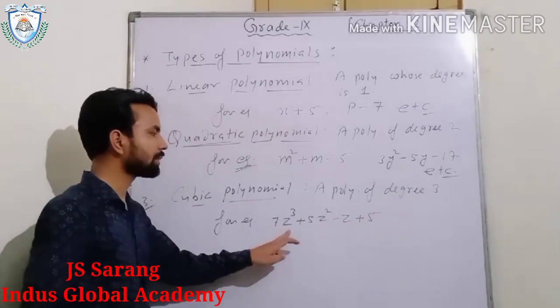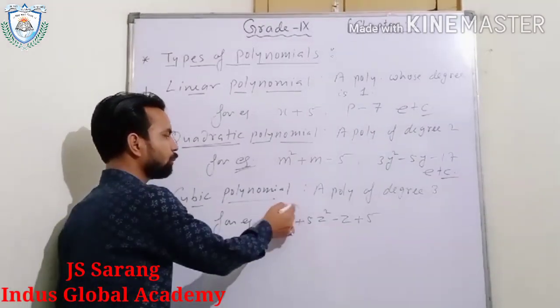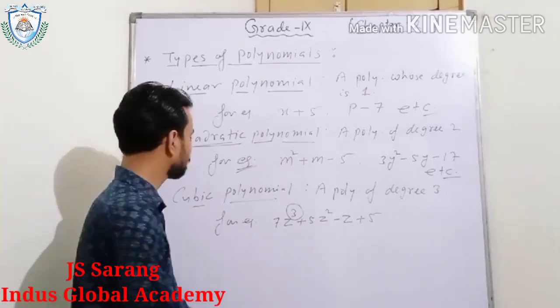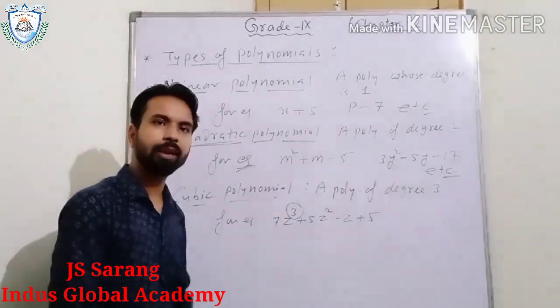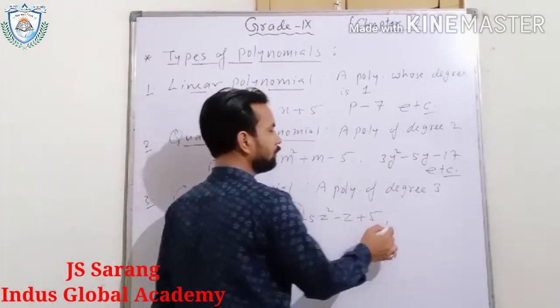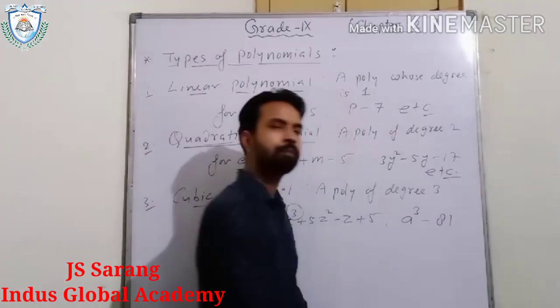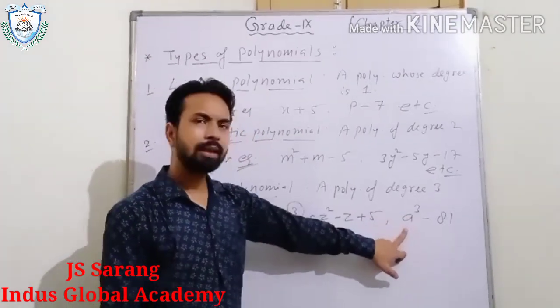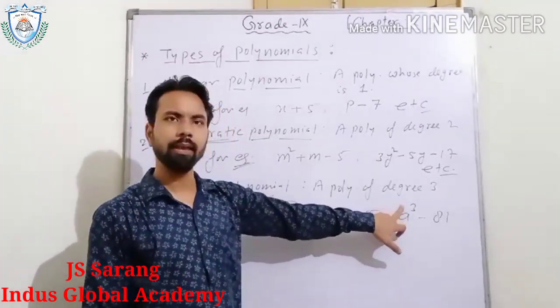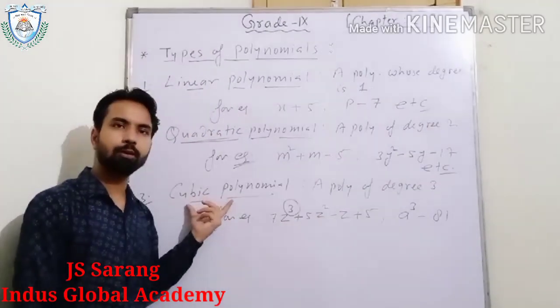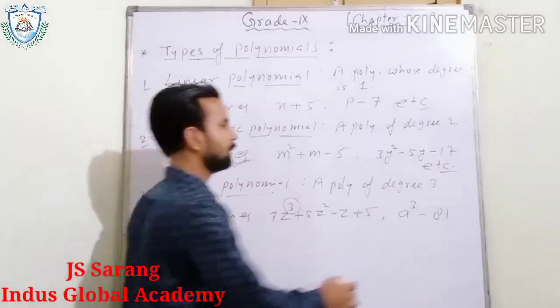Here the variable is z and its highest power is 3. So its degree will be 3, and if degree is 3, that means it is an example of cubic polynomial. Or a cube minus 81. Here the variable is a and its highest power is 3. So its degree is 3, then this is an example of cubic polynomial.